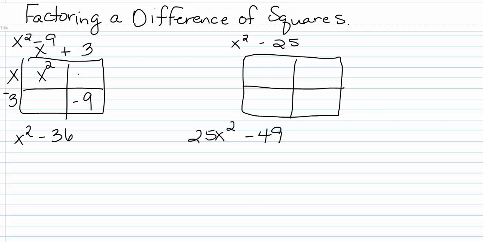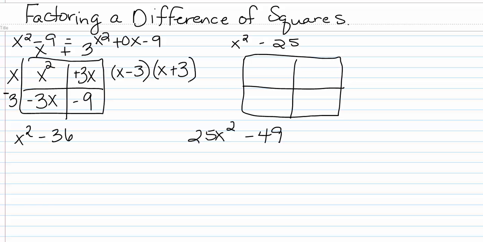And now let's see if these other corners are going to add up to give me what my middle number is. Well, 3x and negative 3x add up to 0. There is no middle number in this polynomial, so that middle number must be 0x. So that means that my terms on that diagonal do add up to exactly what they have to in the middle. So that gives me factors of x minus 3 times x plus 3.